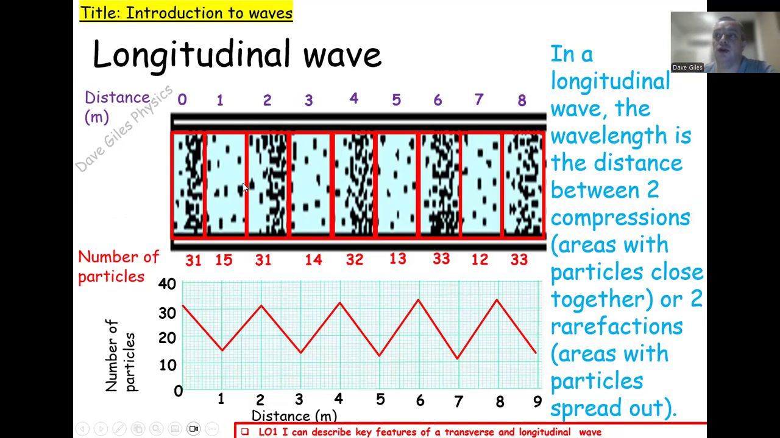Just a little note, always start at the same point. So don't measure from here to here to get the wavelength. If you measure from this end of the compression, go to this end of the compression there as well.